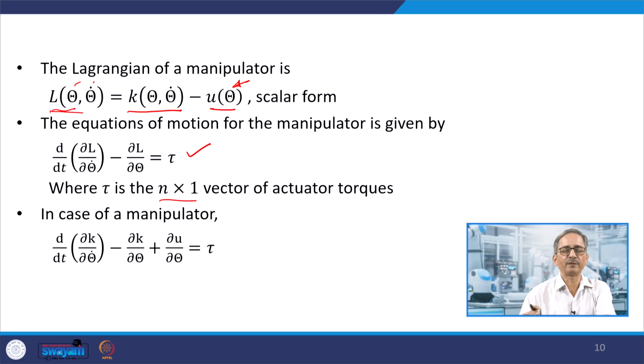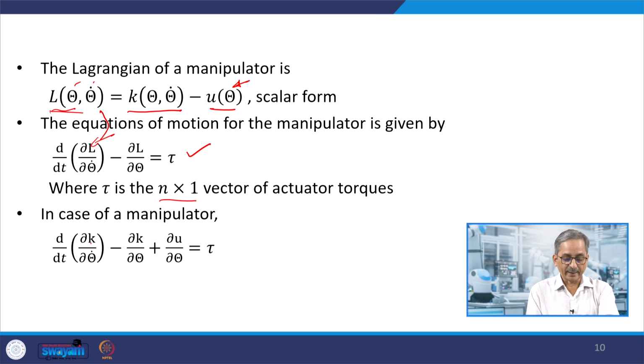Of course, this is if all the joints are revolute joints. If any one of your joints is a prismatic one, then corresponding to that joint we are going to have a force. Now I know my Lagrangian is a function of K minus U, so here I can substitute this Lagrangian expression. So, this is what I get.